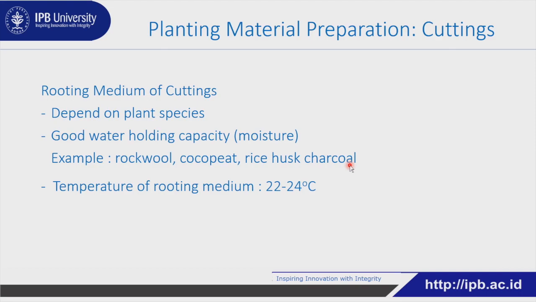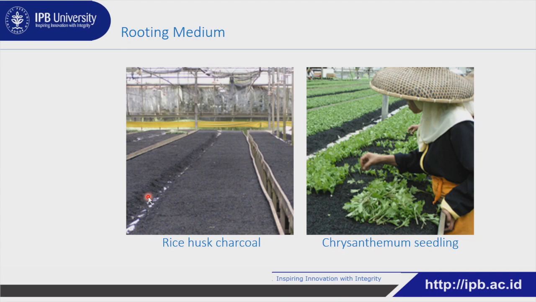And the cutting rooting medium should be prepared. It depends on the plant species, yeah. But in common, it should be good in water holding capacity. The example can be rukul, yeah, cocopeat, rice husk, or charcoal, yeah. And the temperature of rooting medium is 22 to 24 degrees Celsius. And for rooting, you can also use individual tray, but also you can use something like this, yeah. We use it for chrysanthemum seedling, yeah.